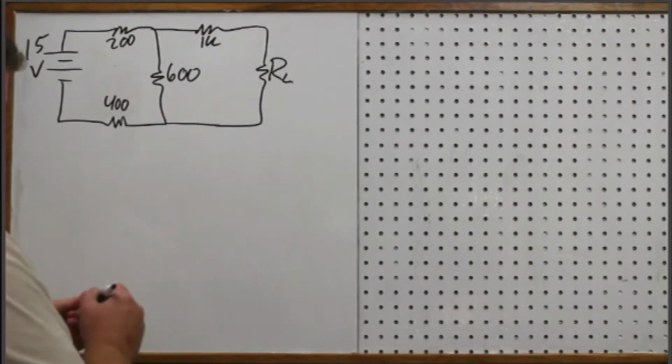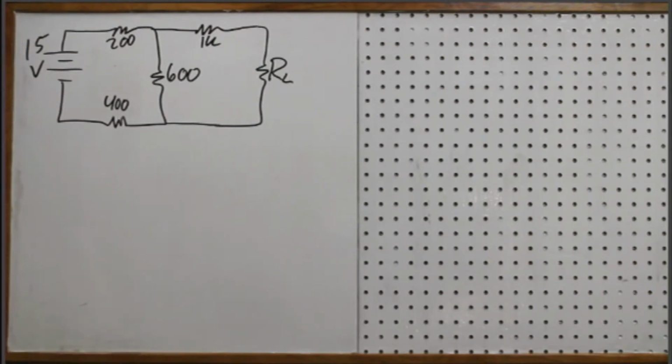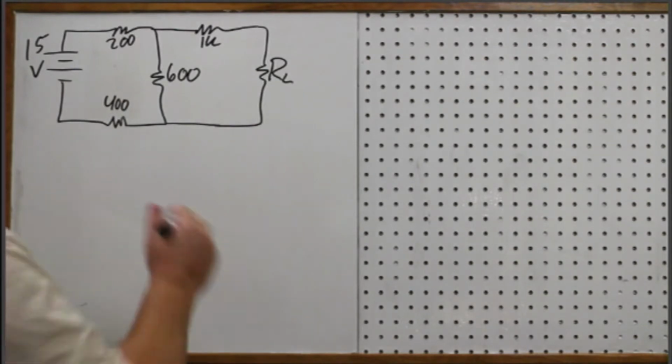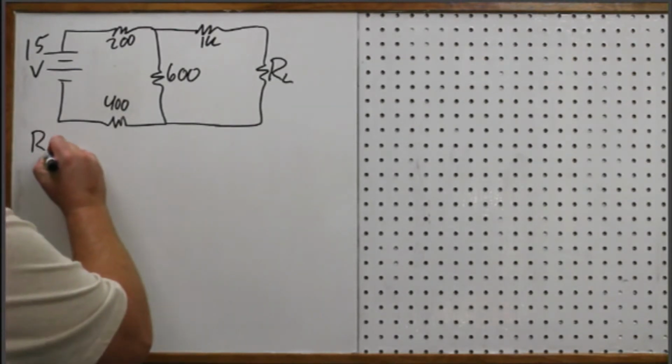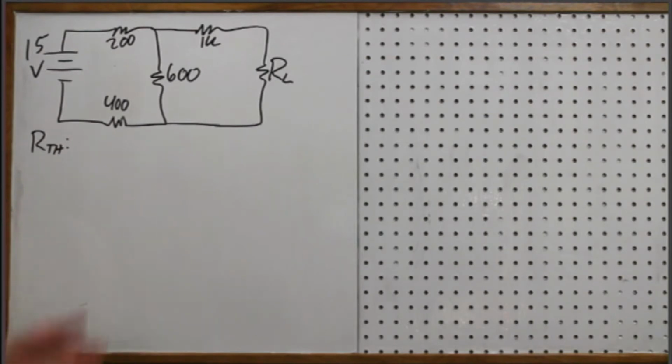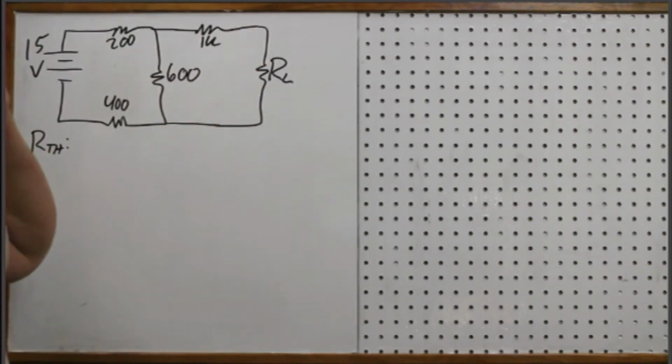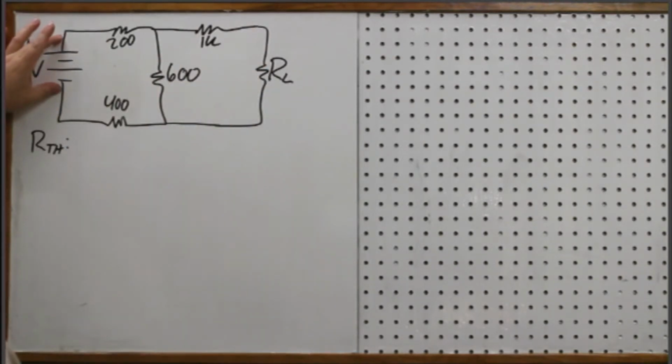So the first thing I'm going to do is find RTH. Now, if you want to find VTH first, that's fine. It doesn't matter which order you do this in. I always find RTH first. Okay? So we remove the load resistor, we short out voltage sources, and we open current sources. So this is what it looks like.